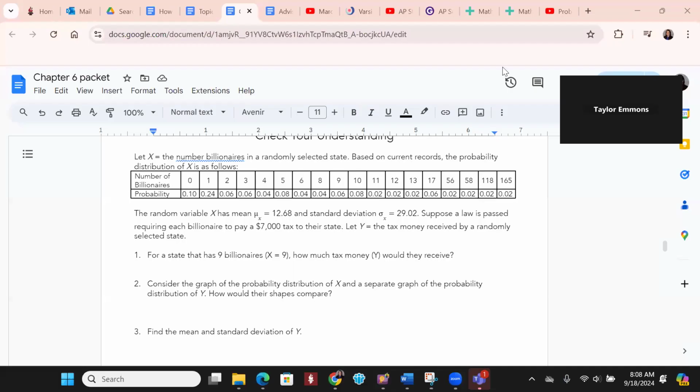Okay, so let X represent the number of billionaires in a randomly selected state. Based on the current records, the probability distribution is as follows. The random variable X has a mean of 12.68 and a standard deviation of 29.02. Suppose a law is passed requiring each billionaire to pay a $7,000 tax to their state. Let Y represent the tax money received by a randomly selected state. For a state that has 9 billionaires, how much tax money would they receive? So each billionaire has to pay 7,000, right? Multiply it by 9.